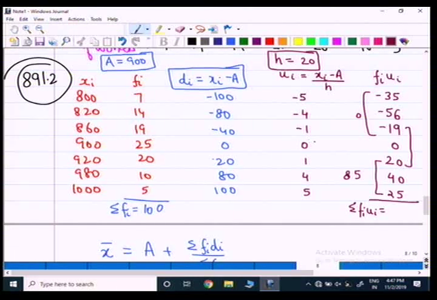You're saying if H is equal to 20, then after 860 it should be 880. No, Shillong, that is the data given. After 860, the data is given, we have 900. That is not the order of 20. H indicates the number by which we are dividing.